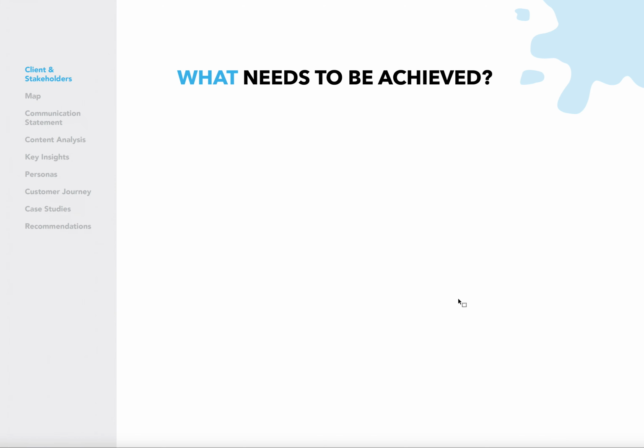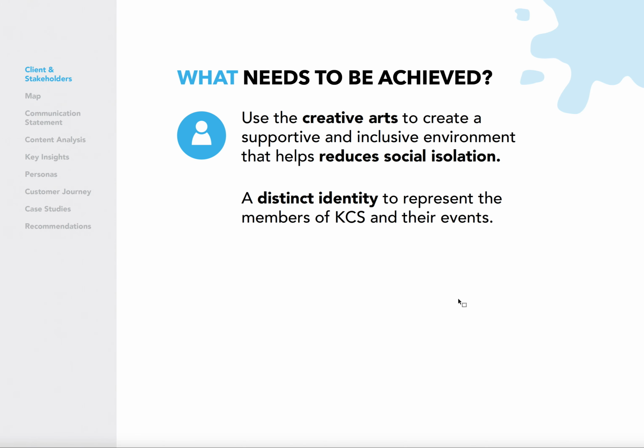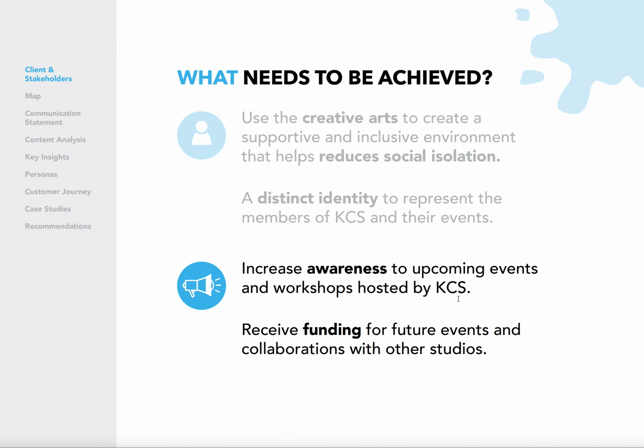So what needs to be achieved? Basically, we need to use the creative arts to create a supportive and inclusive environment that helps to reduce social isolation within the Kingston community. A distinct identity needs to be created in order to represent the members of KCS and their events. Also, by increasing awareness of upcoming events and workshops hosted by KCS, it's definitely going to solve the problem. Also receive funding for future events and collaborations with other studios.